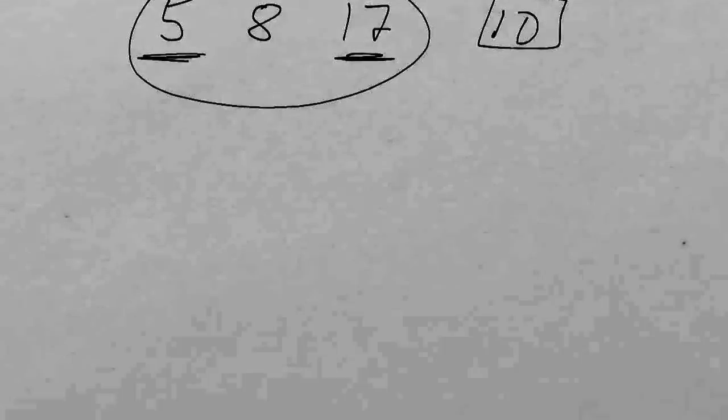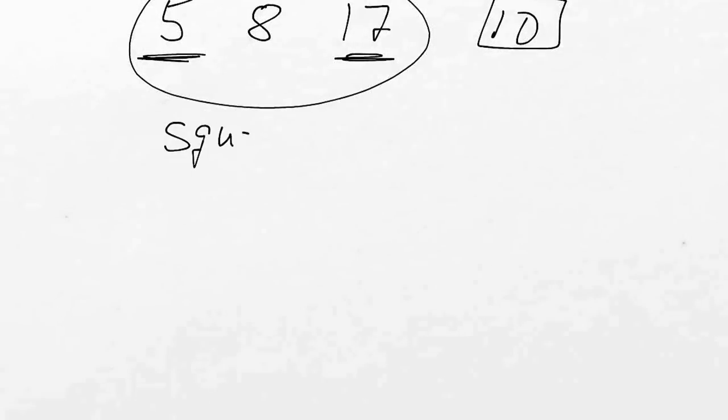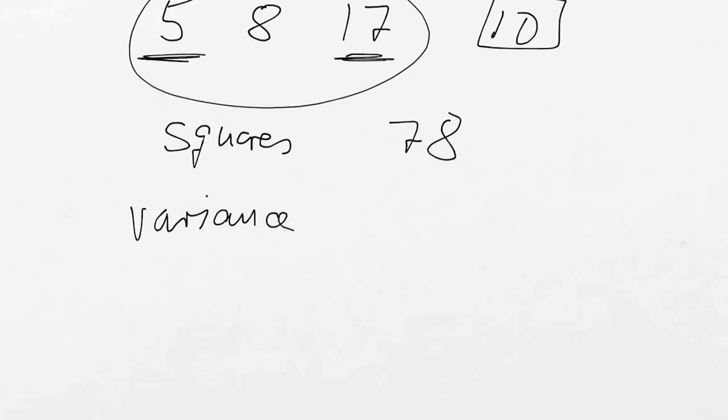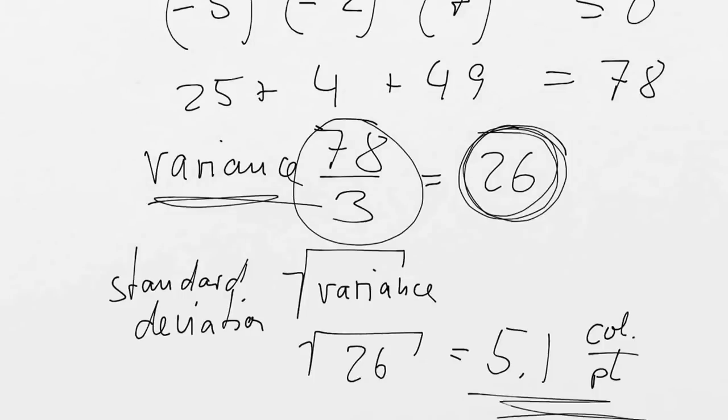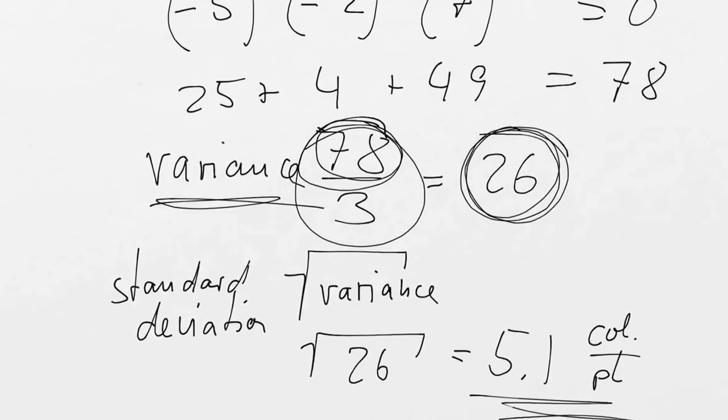So I calculate my squares, and that was 78 again, so squares, 78. Now for the variance, our variance earlier was where we said we take this 78 and divide it by 3. Yeah, that was earlier.